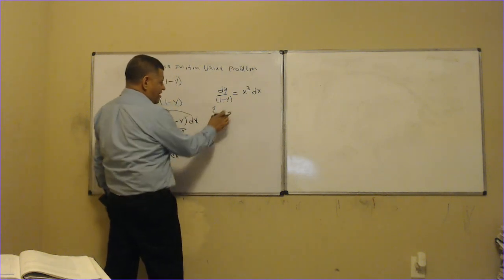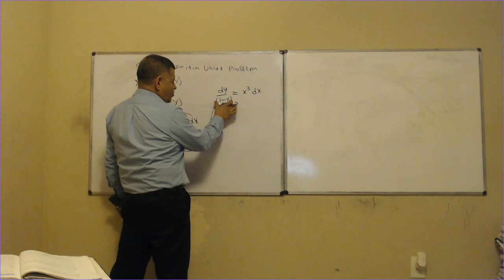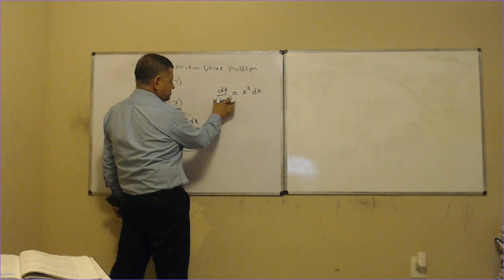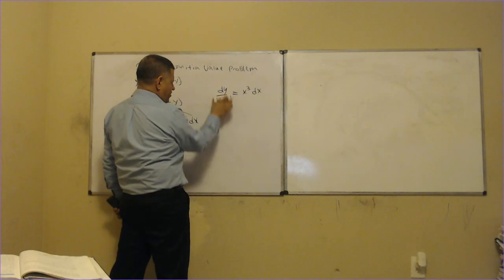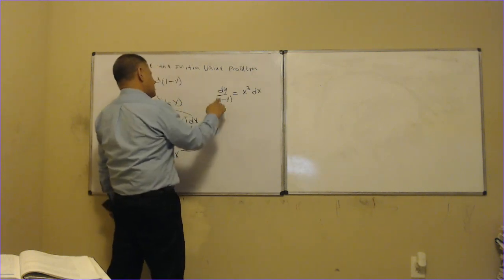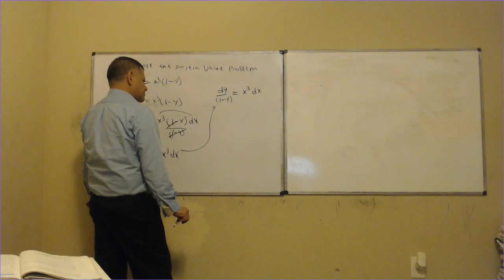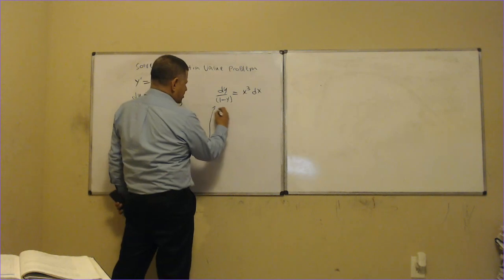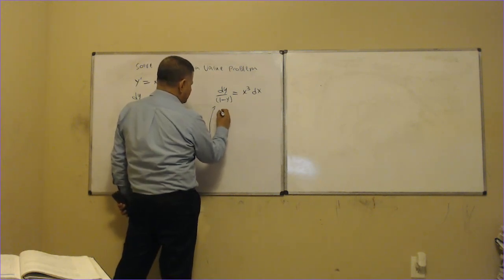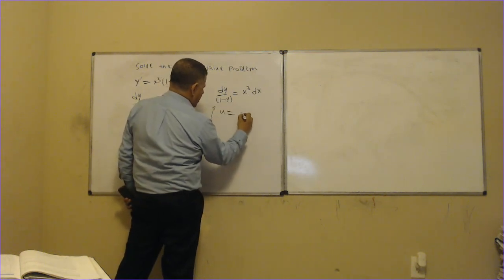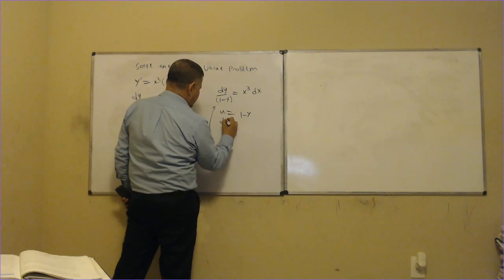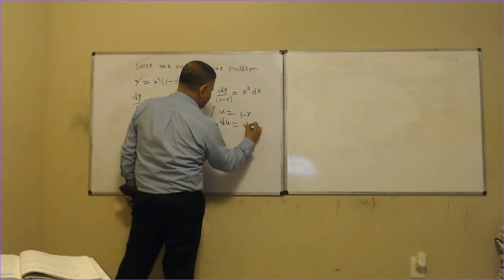Okay. So now, look at this, right? We have a negative here in the bottom, which is not too good for us at the moment, right? So we need to do something with that. So what we can do is the following. We can substitute, we can say u is equal to this 1 minus y, and du is equal to negative dy.